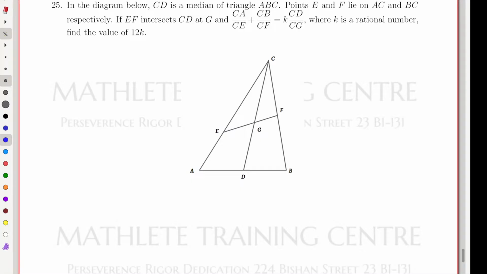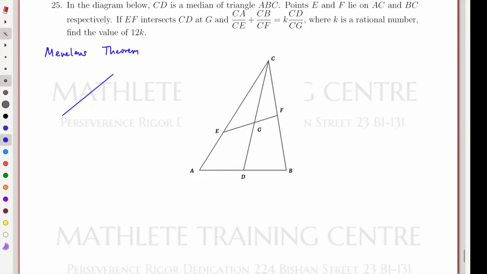Question number 25 here. Unfortunately, for my current students, you all will not be able to do this question because the topic of Menelaus's theorem is only taught to you on semester 2 of secondary 2. So what does Menelaus's theorem say?